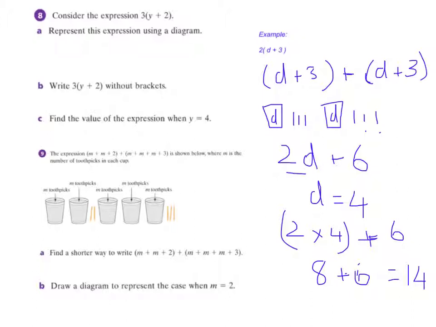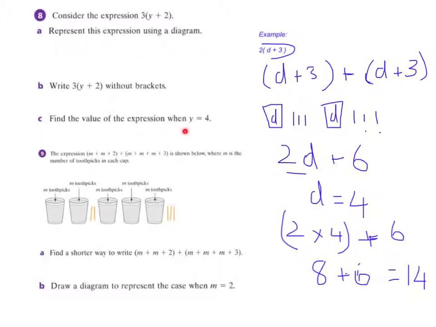So if we think about this, this was 2 lots of d plus 3. So there's one lot, there's another lot. Then I've got my d plus 3, my d plus 3. So there, if you look at it, there's one lot of d plus 3, there's another lot of d plus 3. I want to write it without brackets, so I want to write it simpler. So that's 2 d's, 3 and 3 is 6.